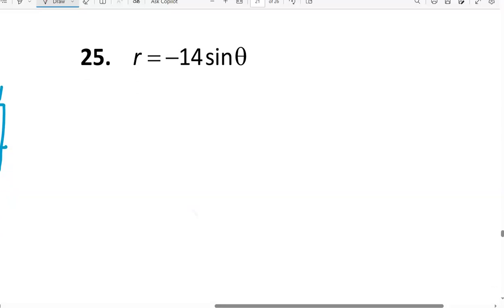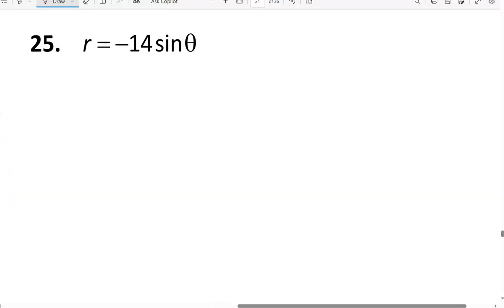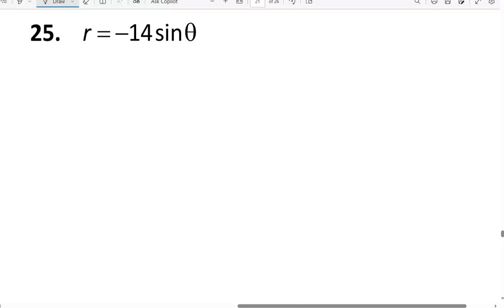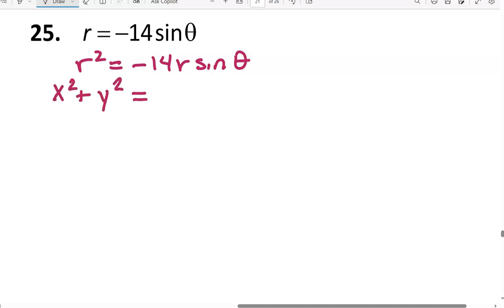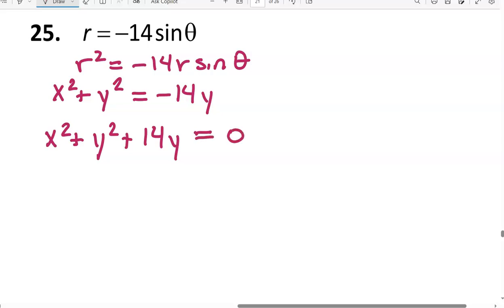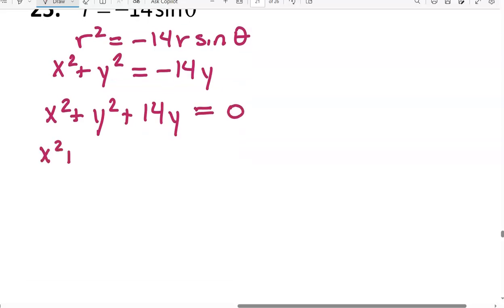All right, let's take a look at number 25. r is equal to negative 14 times the sine of theta. Multiply both sides by r. And replace r squared with x squared plus y squared, and r sine theta with y. Let's bring the 14y to the left side of the equation, and then complete the square.